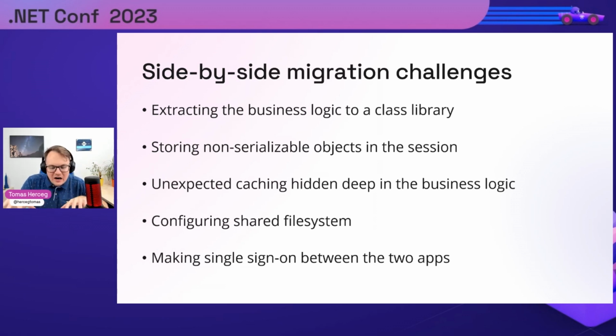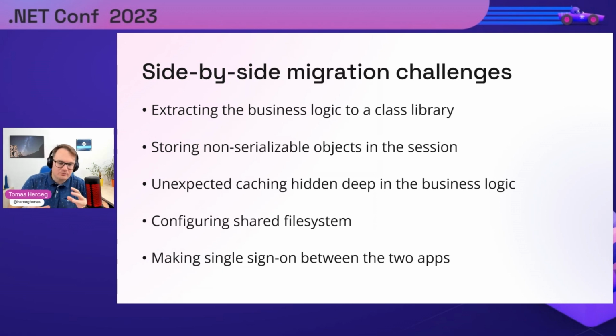Sometimes the applications interact with the file system, so you will need to make some server configuration to make sure that both applications can access the same folder on the disk to be able to work with the shared file system, because probably both applications will need to interact with that. Or you can replace it with some cloud storage or something like that. And if you have the sign-in experience in the application, you have to create a single sign-on experience, maybe using some external identity provider, because the format of authentication cookies is different between web forms and the new ASP.NET. So these are the challenges you may face.